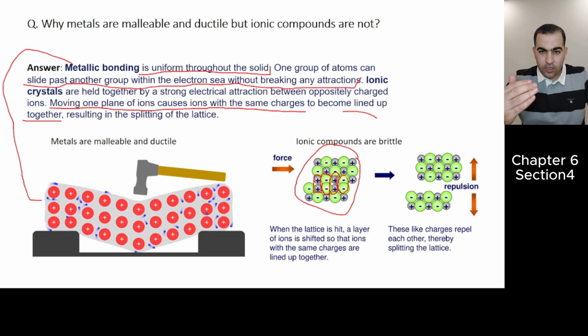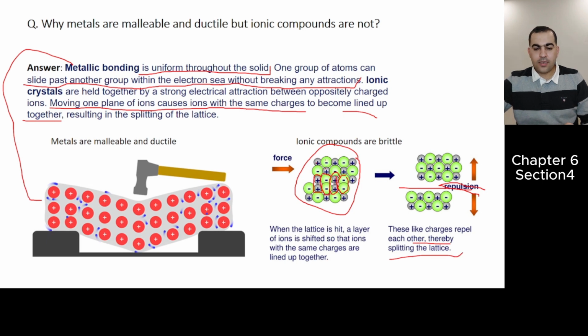So we know like charges, negative negative, positive positive, repel each other. When they repel each other, this repulsion causes the ionic crystal to split. Like charges repel each other, thereby splitting the lattice. That's why ionic compounds are brittle: when you force a plane, like charges line up together, then they repel each other, and it breaks the crystal lattice.